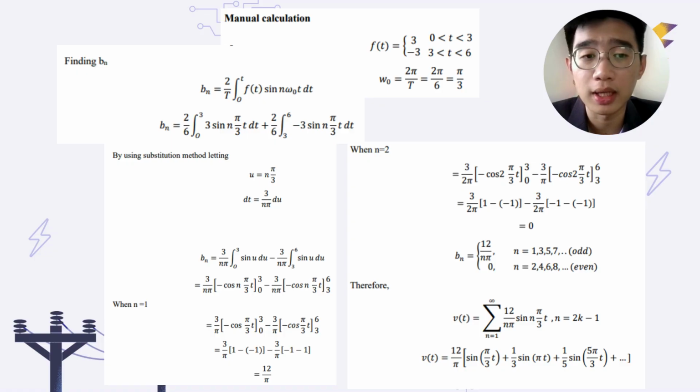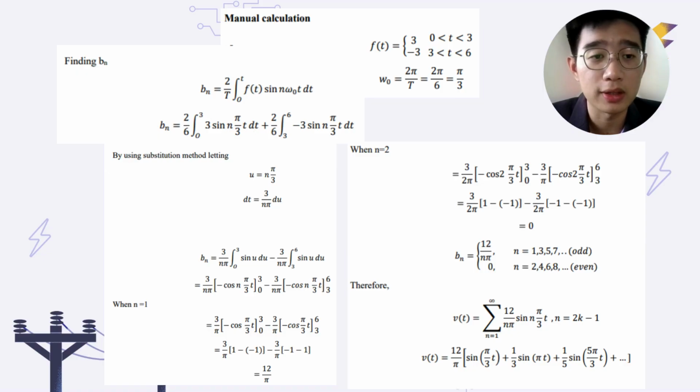Now, based on this information, we can find the Bn. The formula is Bn equals 2 over T, integration from 0 to T of f(t) sine n omega naught t dt. We can substitute all the values we already know. So the Bn value is equal to 2 over 6 integration from 0 to 3 of 3 sine n pi over 3 t dt, plus 2 over 6 from 3 to 6 of negative 3 sine n pi over 3 t dt.